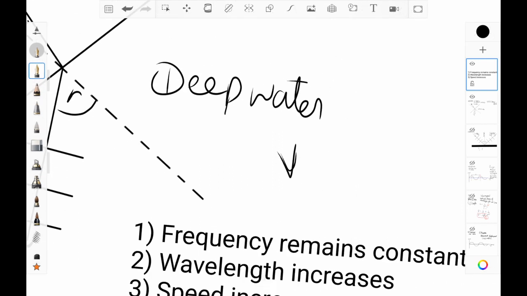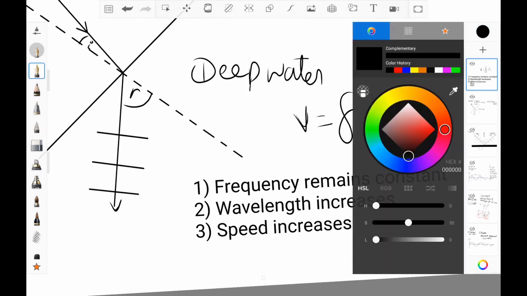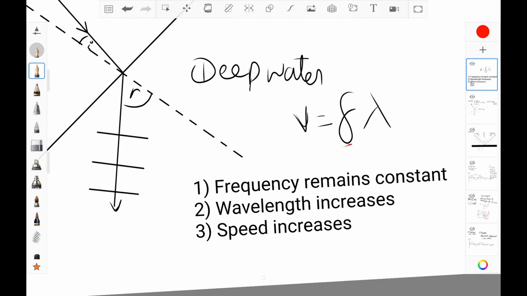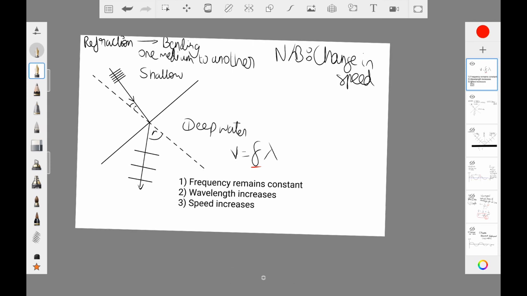Let's just use the formula. Recall that the velocity or the wave speed of a wave is v = frequency times lambda, or frequency times the wavelength. So frequency here, let's mark it in red, remains the same. But as you go from shallow to deep water, the wavelength increases, which is just a fact we found out through experimentation. And an increase in wavelength can be graphically shown by a greater distance between the wavefronts, which is how you know that wavefronts that are further apart show that it's faster.